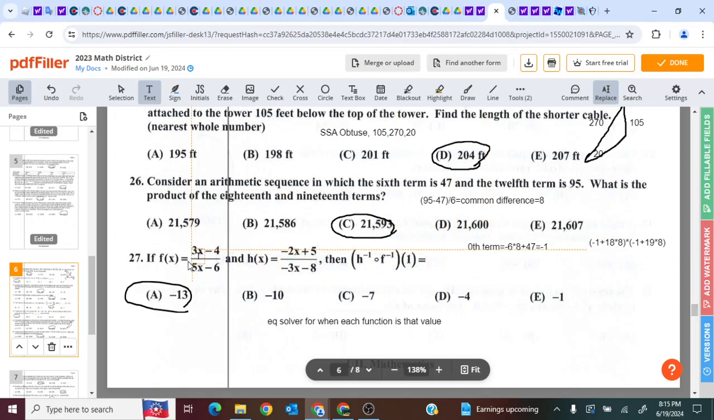27, if this f of x is equal to that, h of x is equal to that, find h of f inverse of 1. In this case, you can either actually find the inverse, or more easily, you can go to EQ Solver and figure out at what x value (3x minus 4) over (5x minus 6) is equal to 1. Then once you have that value, you do the same thing for h with your new value. And if you do that, you'll get -13.